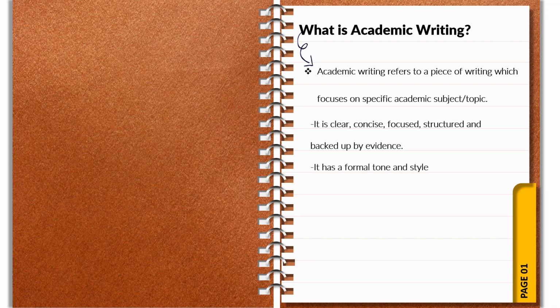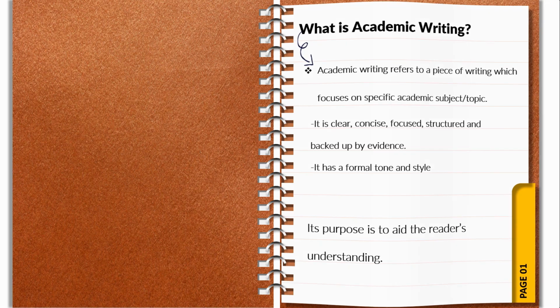It has also a formal tone and style, but it is not complex and does not require the use of long sentences and complicated vocabulary. Its purpose is to aid the reader's understanding. Some examples of academic text are essays, reports, and research paper.